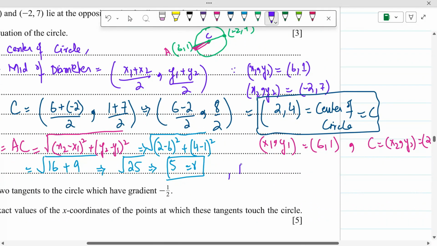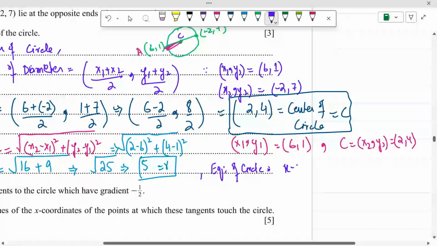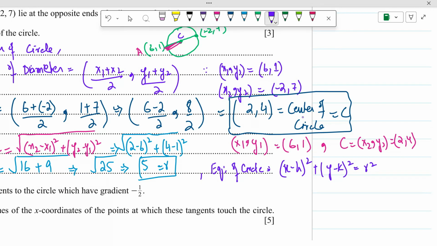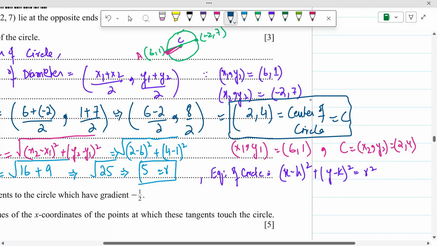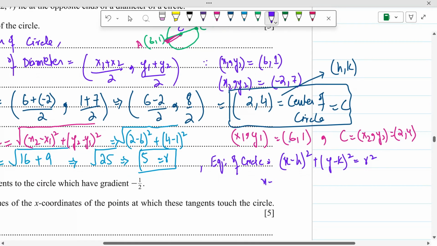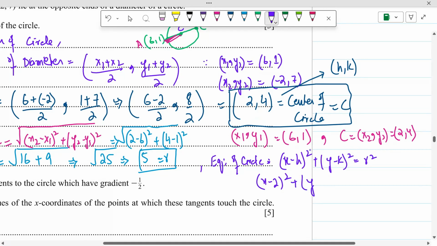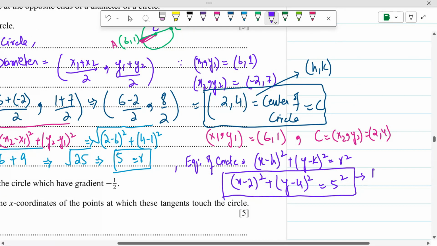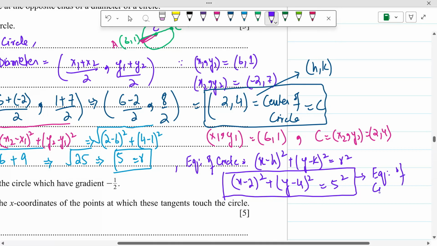So the equation of the circle is (x - h) squared plus (y - k) squared is equal to r squared, where h and k are the center, and r is 5. Plugging in these values, we will have (x - 2) squared plus (y - 4) squared is equal to r squared, meaning 5 squared. So this was the required equation of the circle.